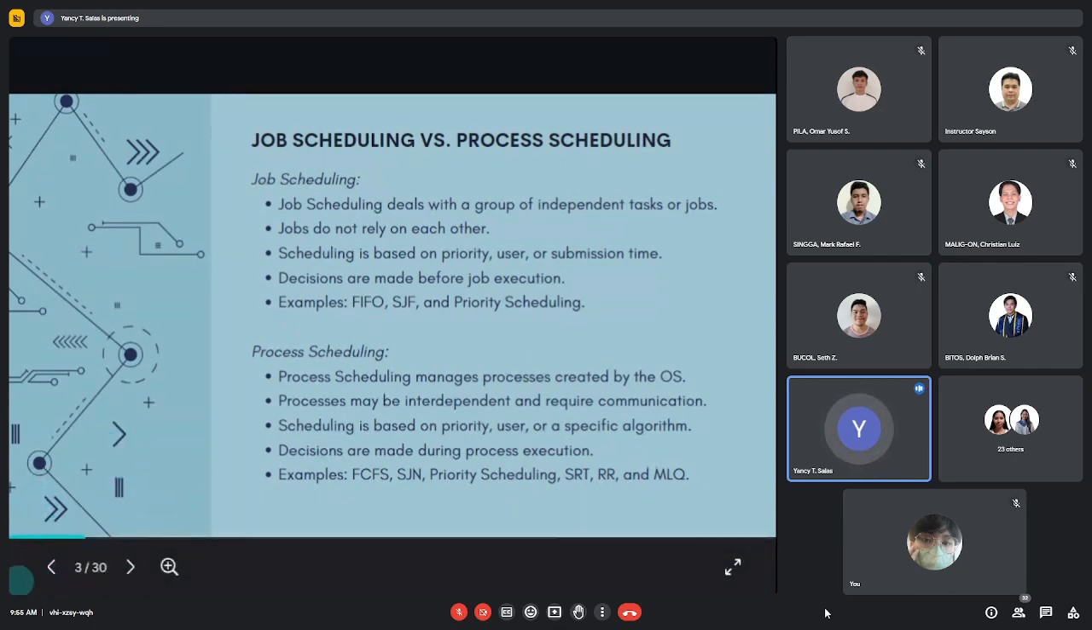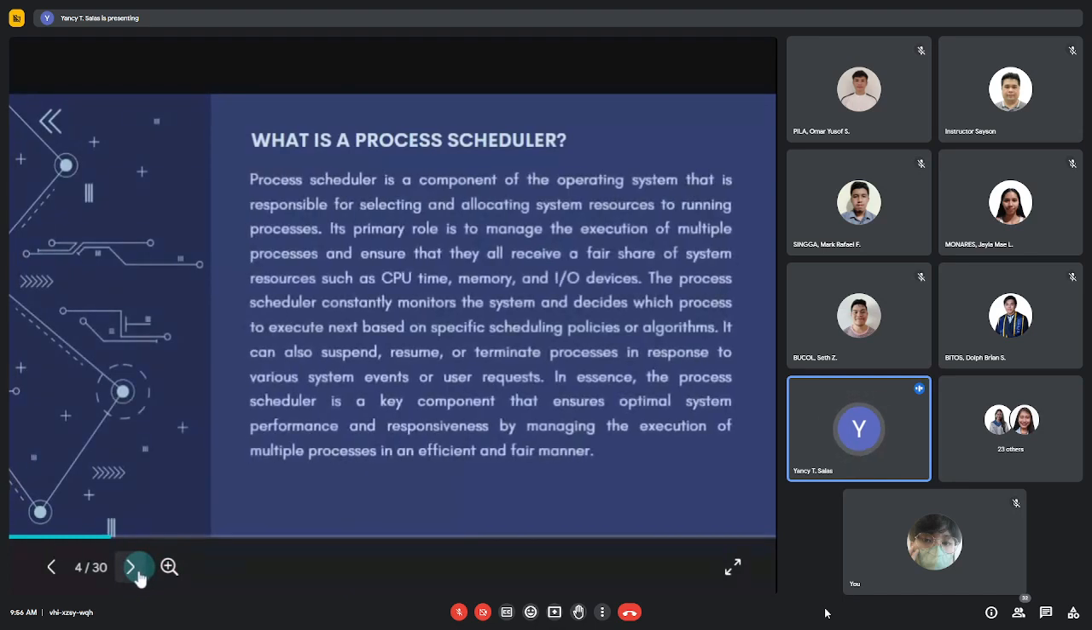In summary, while both job scheduling and process scheduling involve scheduling tasks or jobs, they differ in the nature of the tasks or jobs being scheduled. Job scheduling deals with a group of independent jobs that do not rely on each other, while process scheduling manages interdependent processes created by the OS, or the operating system. The scheduling decisions in job scheduling are made before job execution, while scheduling decisions in process scheduling are made during process execution. So next reporter, please.